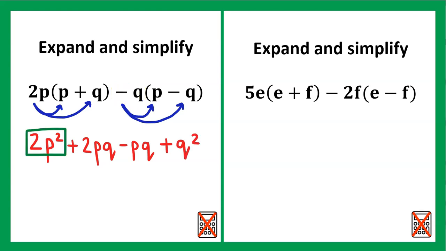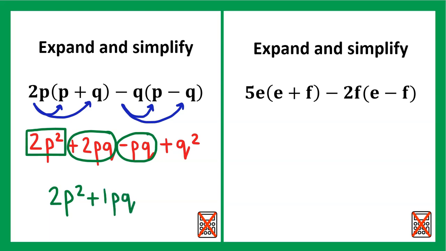2p squared will not collect with any other like terms. We have a 2pq, which we'll be able to collect with negative pq. So this would be the same as 2pq minus 1pq, which will just leave us with 1pq. But we don't need to put the 1 in front, so it would just be plus pq. And lastly, we have a q squared, which will not collect with any other like terms. On to the final question.